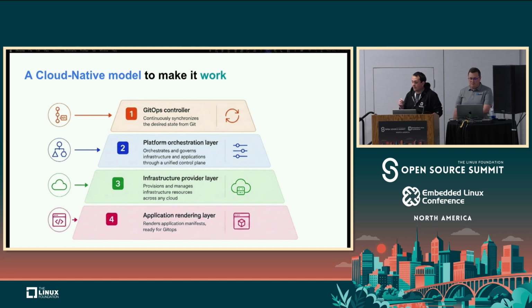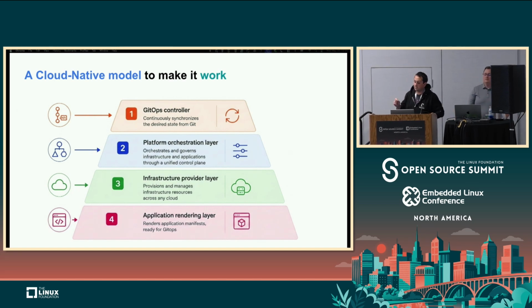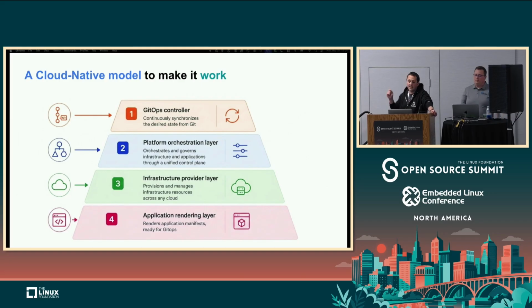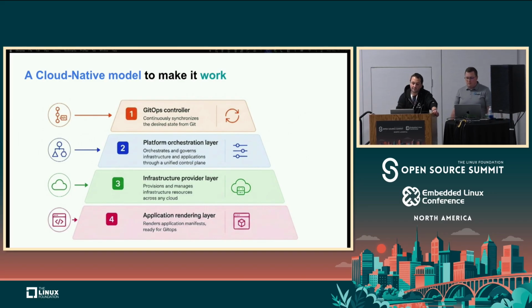That brings us into the platform orchestration layer. It's going to allow us to provide a unified control plane across both our applications as well as the infrastructure. Then next, we're going to need a layer that allows us to manage our infrastructure directly within Kubernetes and to reconcile that. We want that layer to be multi-cloud so that we're not locked in and we have the ability to pivot away from a specific cloud.